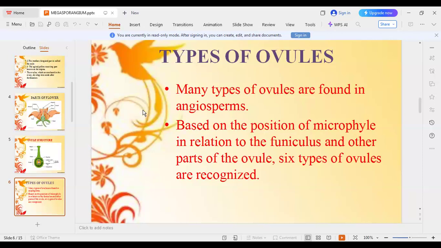So today we are going through this PPT only, and tomorrow I will share the complete structure of the ovule and the parts of the embryo sac. We will discuss all of it in the coming class.